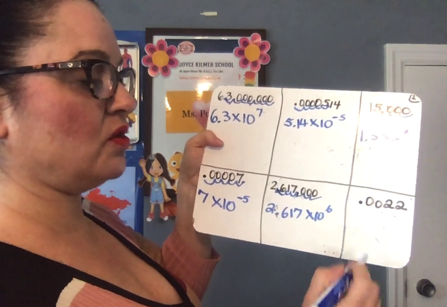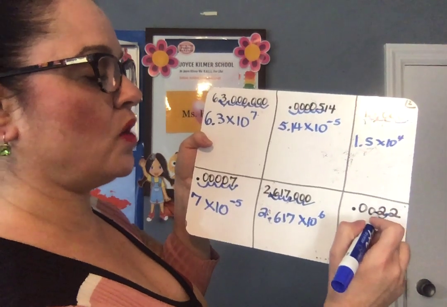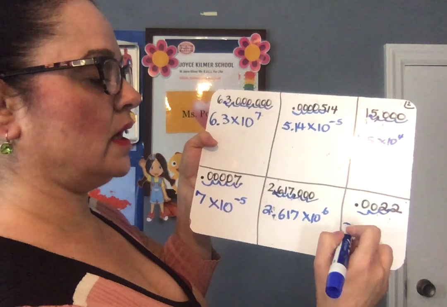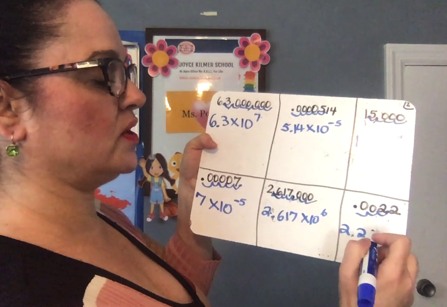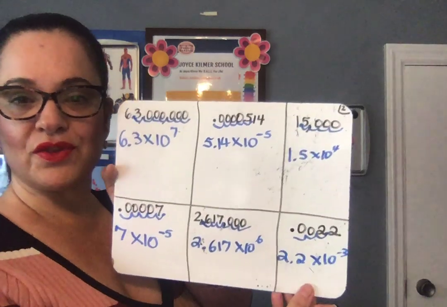Here's a decimal. Put your decimal point between the 2 and the 2 and count left. 1, 2, 3, and we'll rewrite that as 2.2 times 10 to the negative 3.